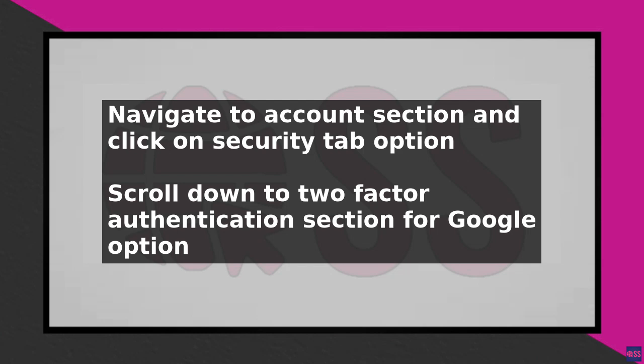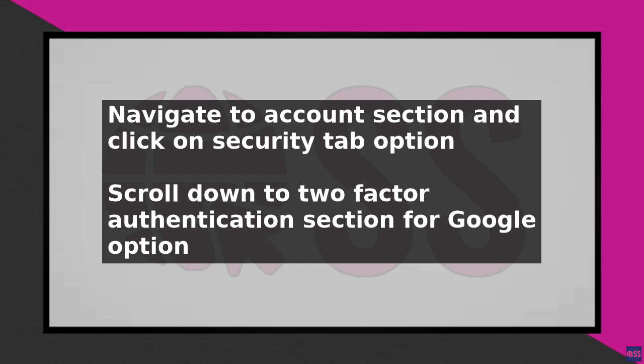Now open the Google Authenticator app on your smartphone and click on the plus icon to add a new account. Select the Scan QR code option and point your smartphone camera at the QR code on the Binance website. The app will automatically scan the code and add your Binance account.